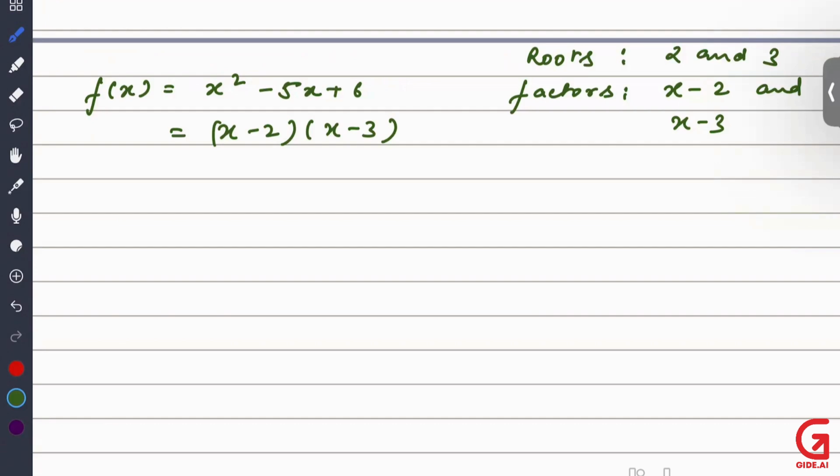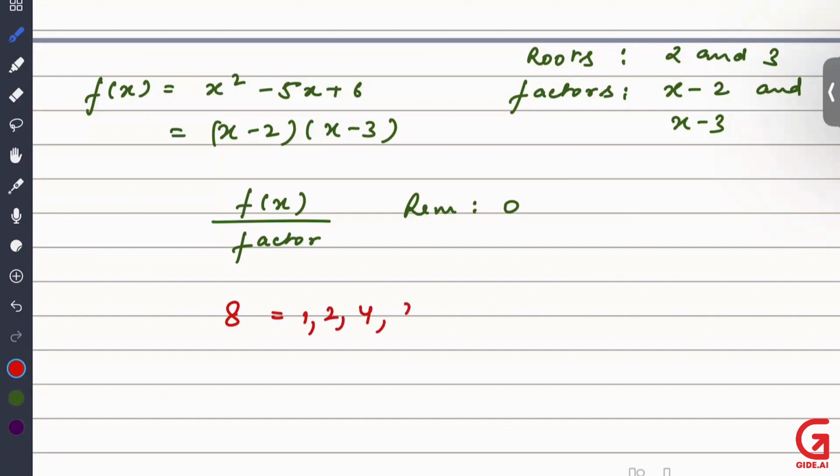Now, if you divide f(x) by its factor, the remainder would be 0. This is important to understand. Why would the remainder be 0? Let's look, for example, at the number 8. What are the factors? 1, 2, 4, and 8.